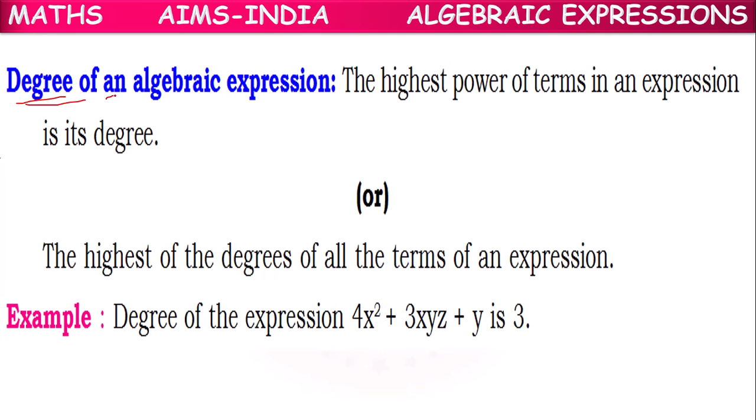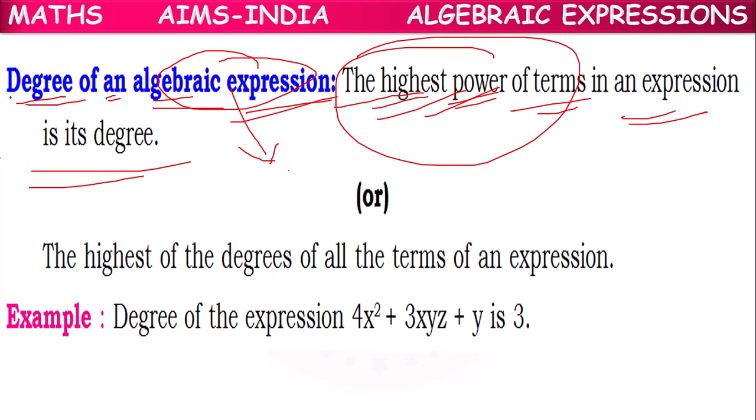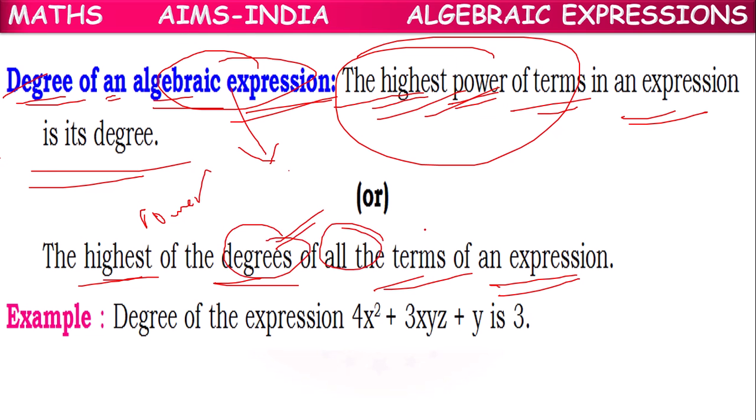Next, degree of an algebraic expression. So for algebraic expression, what does degree mean? The highest power of terms in an expression is called its degree. The algebraic expression can have many terms. Out of all the terms, the term having the highest power, that is called degree. The highest of the degrees of all the terms is called the degree of the expression.